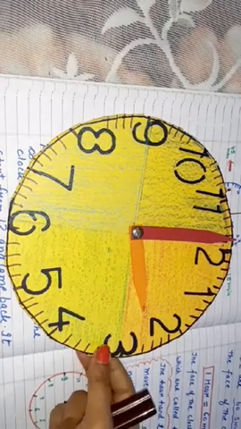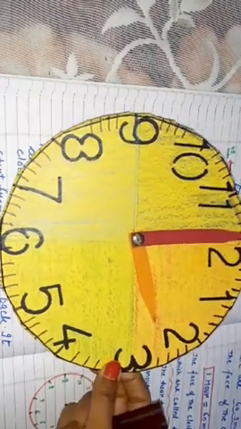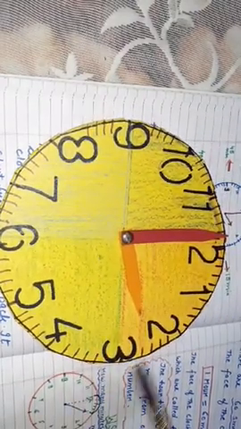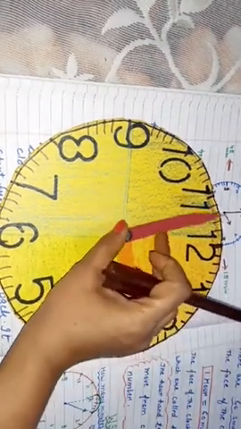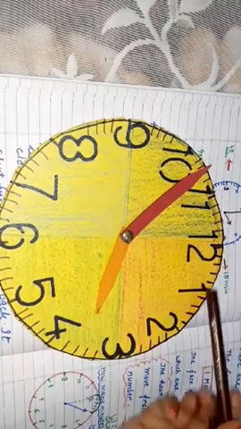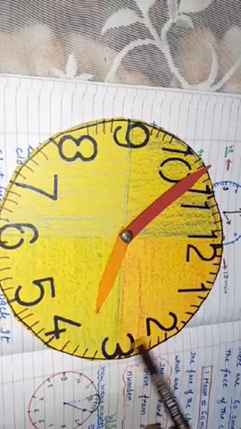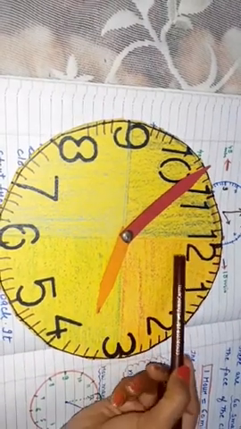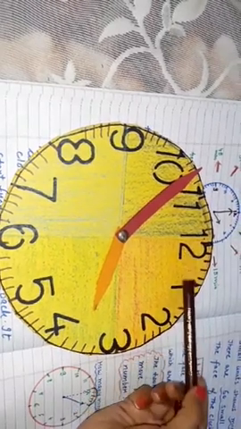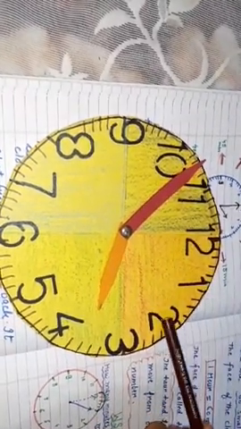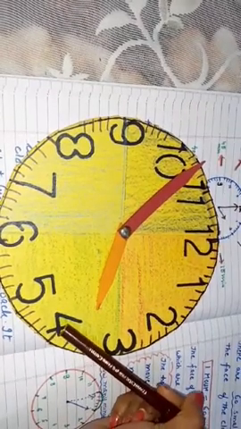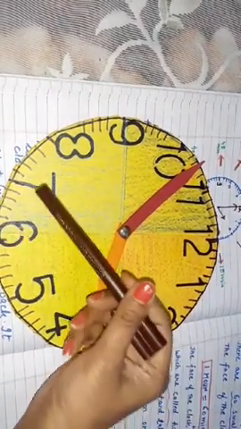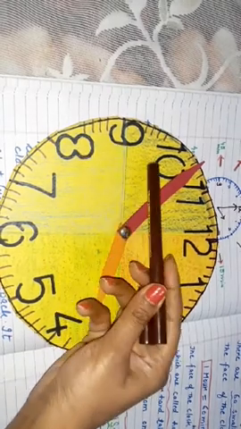So here is a clock. A clock tells us time. In a clock, how many numbers do we have on the face of the clock? We have 12 numbers on the face of the clock. These 12 numbers tell you the hours of the time.